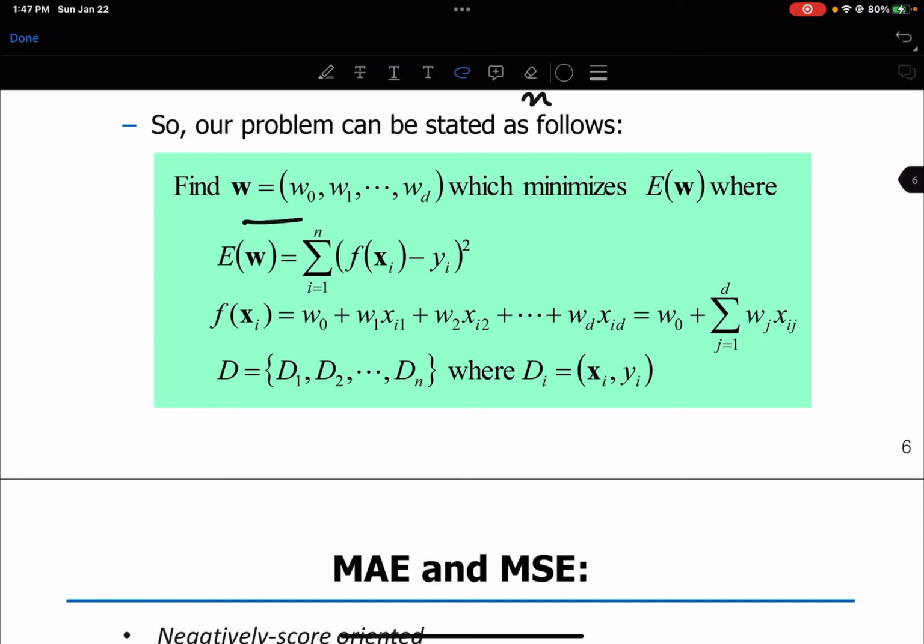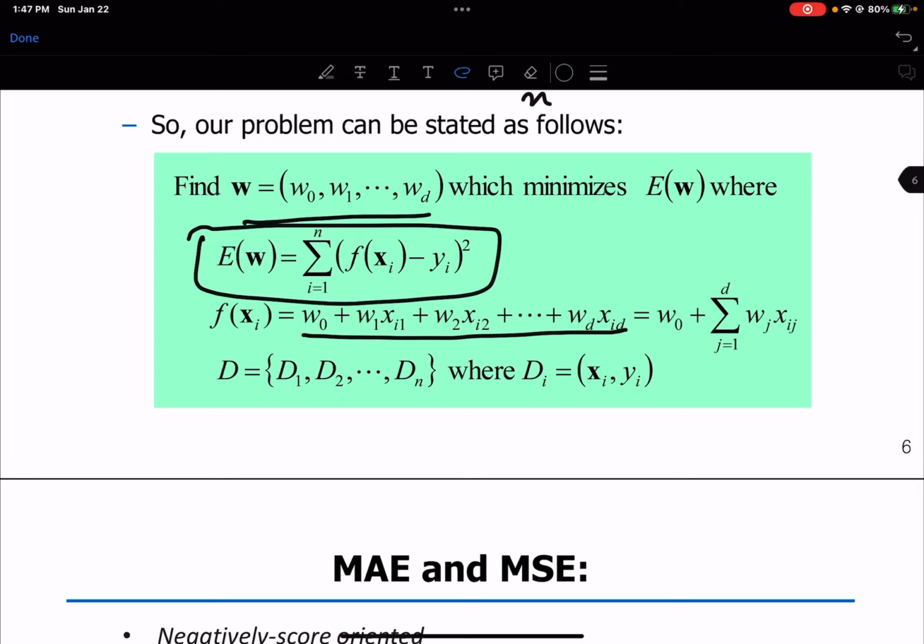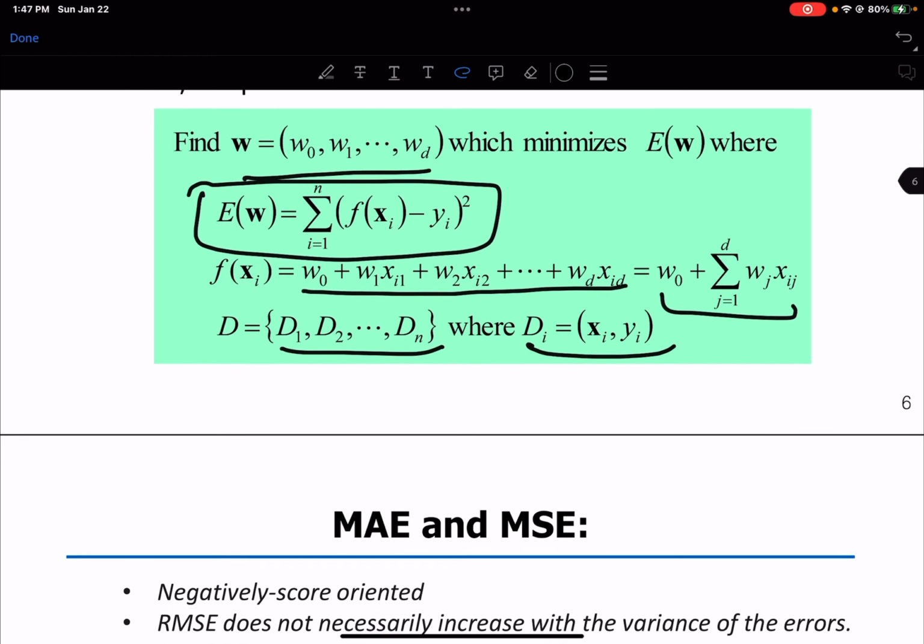So now the representation can be stated as: find the W's which minimize the squared error, where your f of x is represented like this, the notation is this, where D is actually a set of points xi, yi.